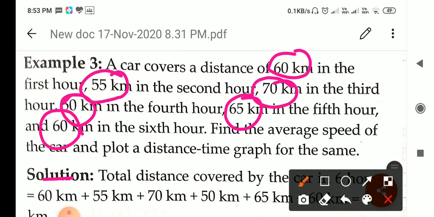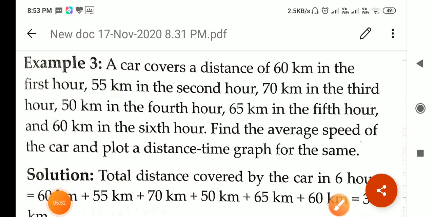It means in 1 hour it covered 55 kilometers, then in the next one this much. In all the hours it covered distances with different types of speed. Then find the average speed of the car and plot the distance time graph. Okay, we will discuss the graph in the next class, next video. Today we will find out only the average speed.